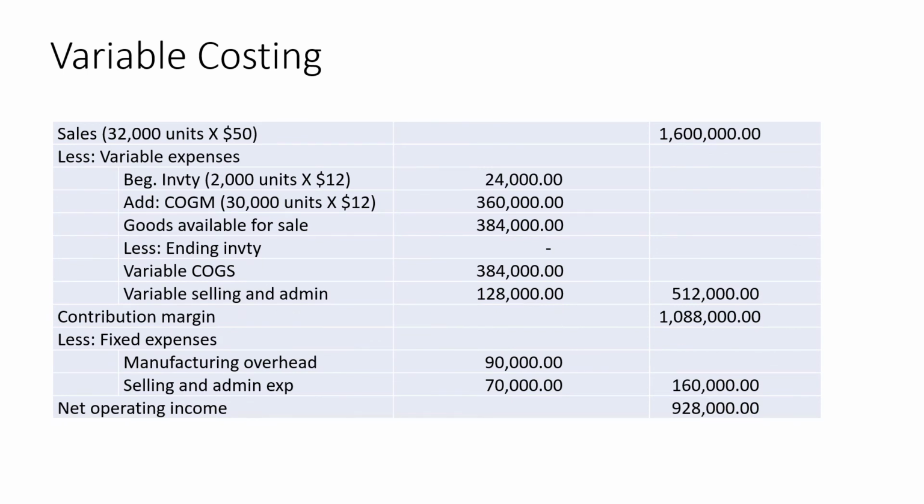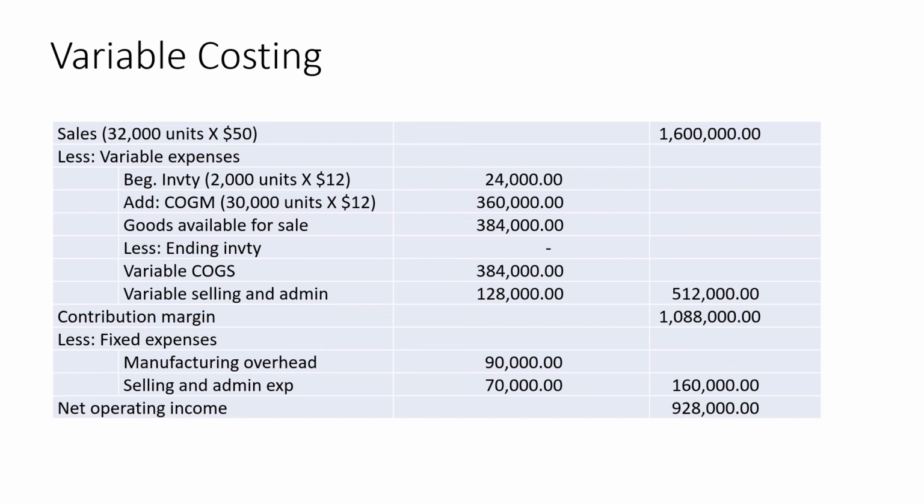Now, let's take a look at variable costing. Yung net operating income niya is 928,000. Paano na-compute yan? We have sales of 1,600,000. Then, we deduct our variable COGS na 384,000. Ang breakdown ng 384 is 24,000 coming from your beginning inventory. Then, we add your cost of goods manufactured na 360. So, goods available for sale is 384. Again, same with absorption costing. Wala na tayong ending inventory kasi nga naibenta lahat ng inventories natin.